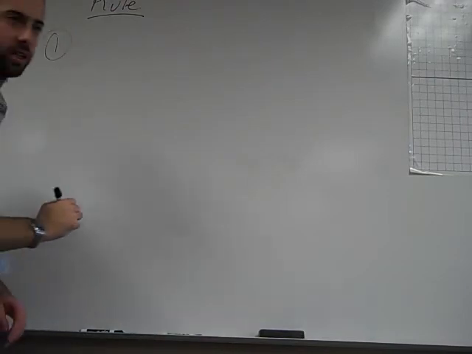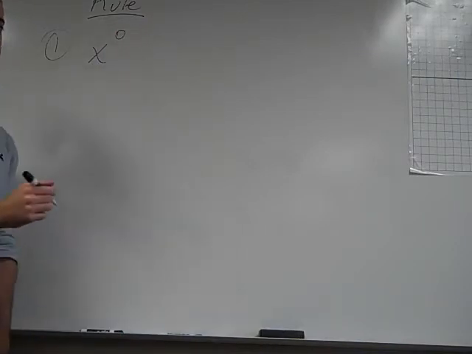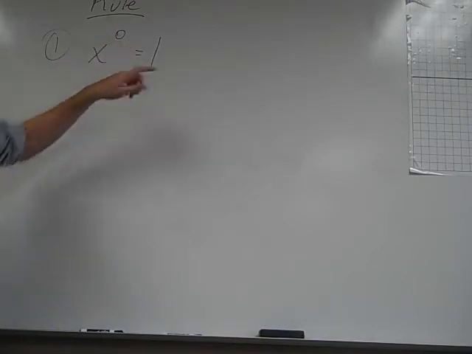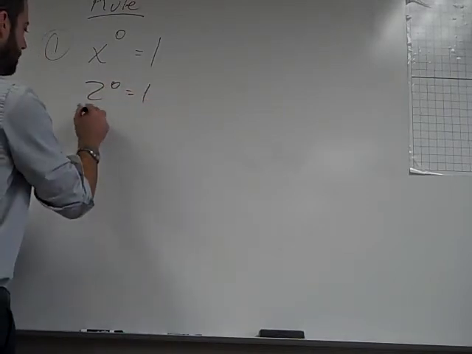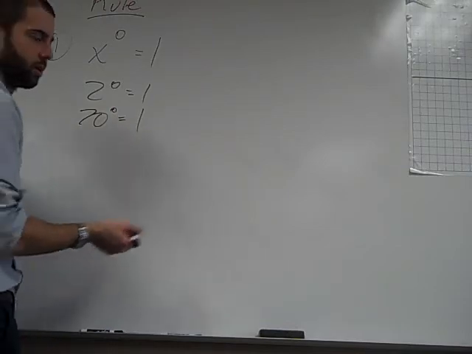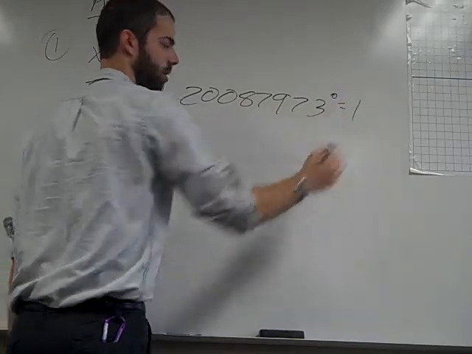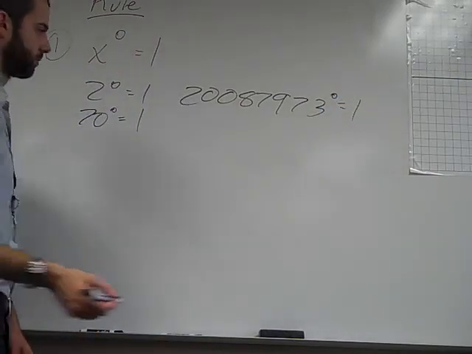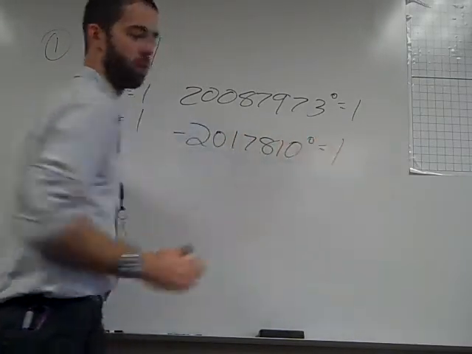number 1 is when I have any number to the 0th power is automatically going to be 1. Any number to the 0th power is automatically 1. So I can plug in any number here, small, big, medium, large. If it's to the 0th power, it'll always be 1. So, for example, 2 to the 0th power is 1. 70 to the 0th power is 1. This giant number to the 0th power is 1. Negative giant number to the 0th power is 1.